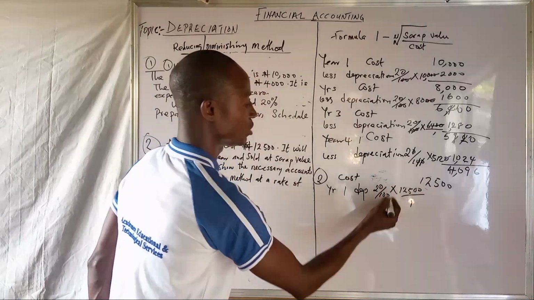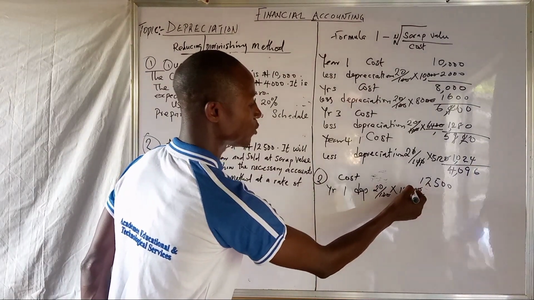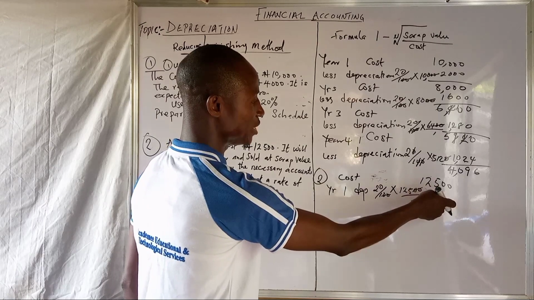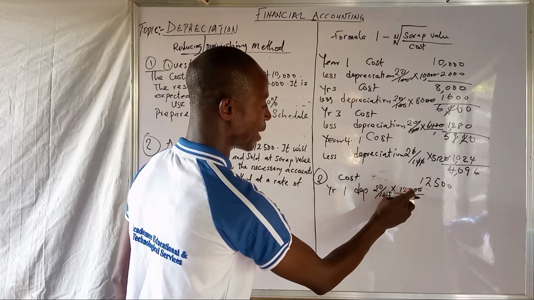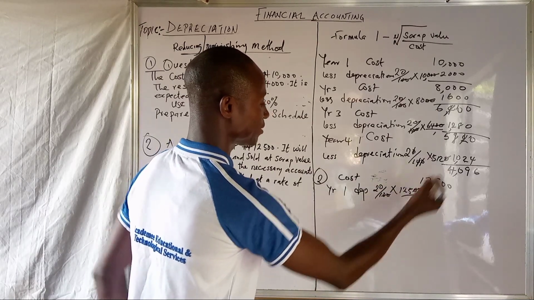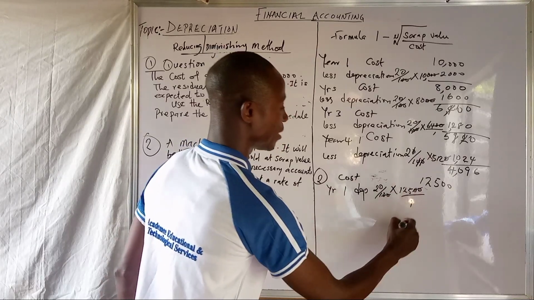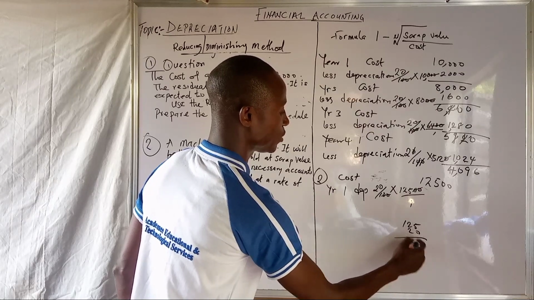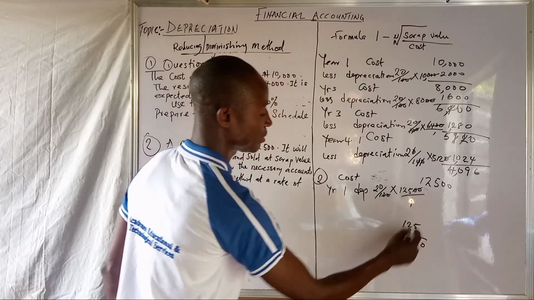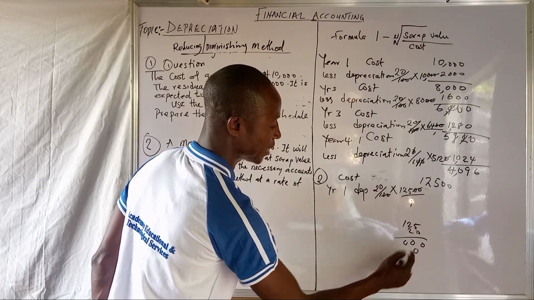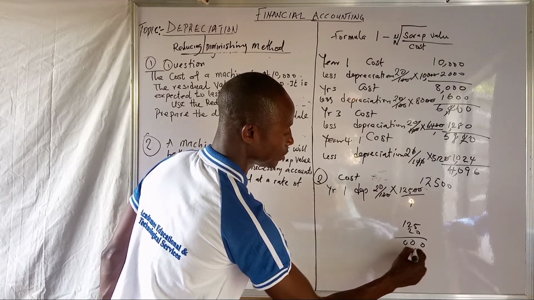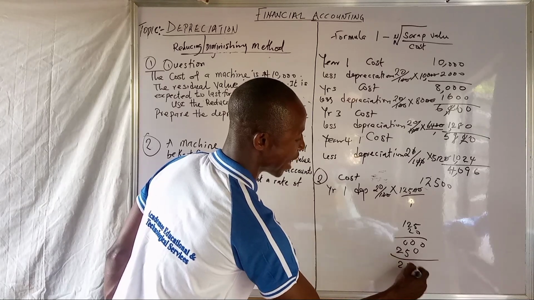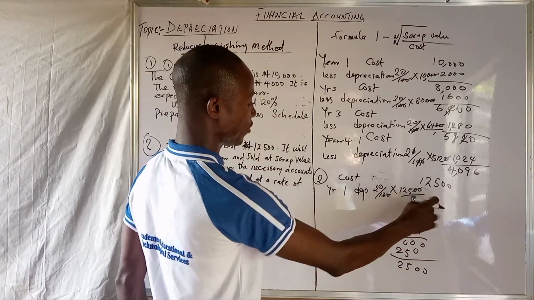So this zero eliminates this zero. So then 20 multiplied by 125. You will realize these are 2 multiplied by 10. 5 is 10. So which is 2,500 for the first year.